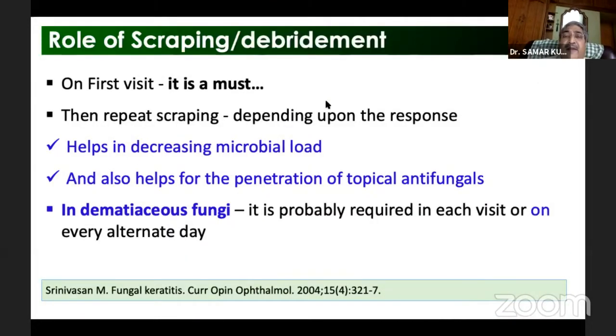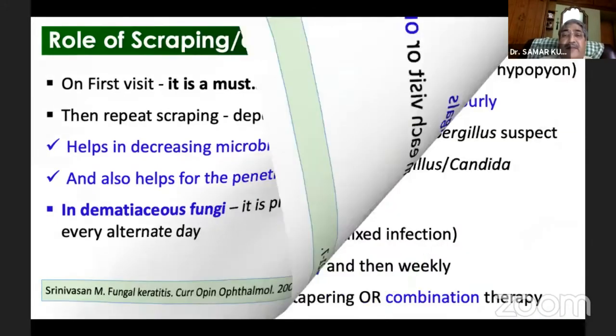So the role of scraping and debridement is also there. On the first visit, it is a must. Then repeat scraping depending upon the response and also the microbiological report. It helps in decreasing the microbial load, and as I said earlier, it also helps in penetration of the topical antifungal. But in dematiaceous fungus, where you see a black plaque, it is very difficult to scrape, and the penetration of the drug is less. So you probably need to scrape every visit or every alternate day for drug penetration.